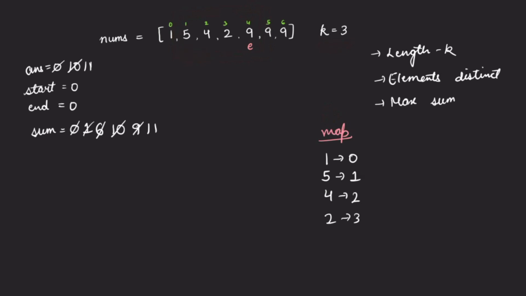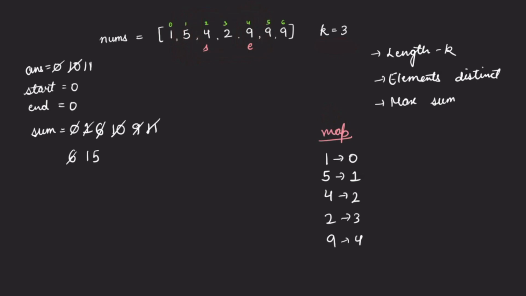So this start will come here now and this 5 will be removed from the sum. So now sum will become 6, right? Now since we were considering this 9, then 9 should be updated in the map with its index and it should also be added in the sum. So sum is 15 now. And now you will see that the size of the subarray is equal to k.